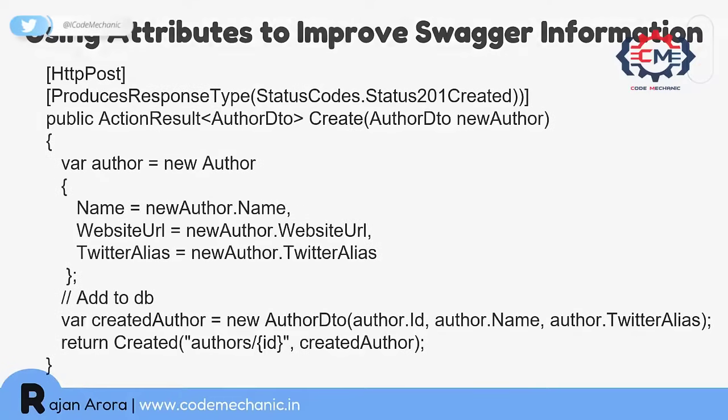So here is an example of what that might look like. In this example, we are using an action result of author DTO. And so we can specify that this returns a status code of 201 created. But notice that in the attribute, we no longer need to specify the type of the object being written. That can be inferred from the action result's generic type parameter. In this case, author DTO.